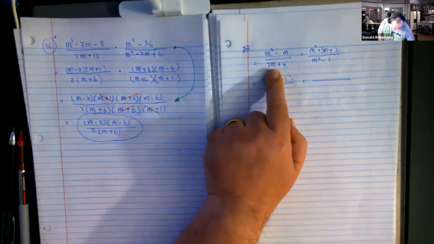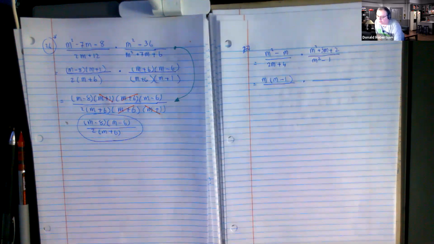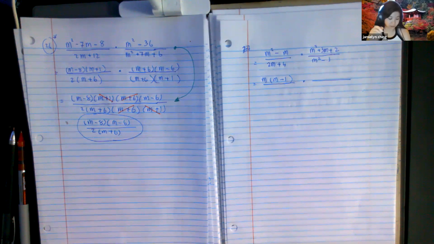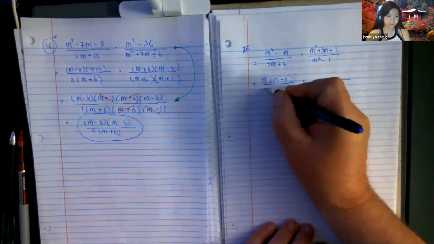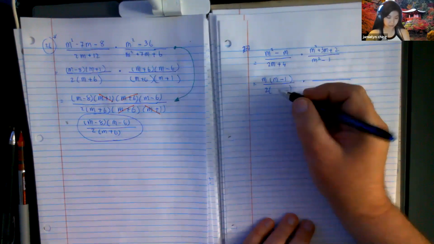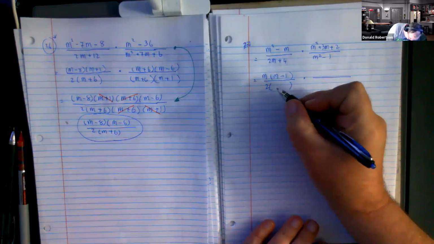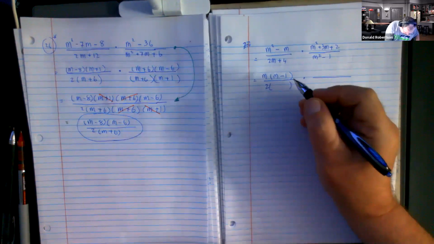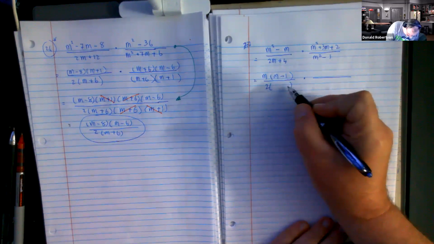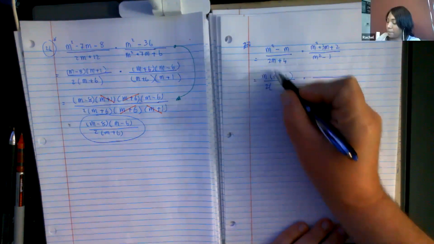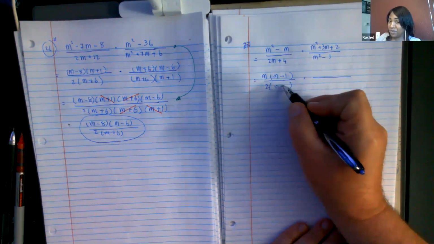Okay, no particular order. 2m plus 4. Anything you can do about that? Pull out a 2. Yeah. Two people have got the answer. Just call it out, one of you, or both of you in unison if you like. What's left? M plus 2. Great. Okay.